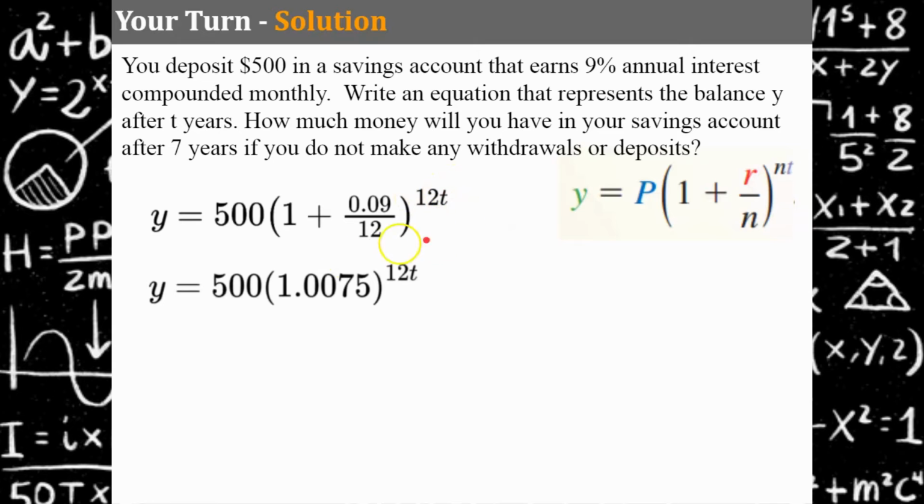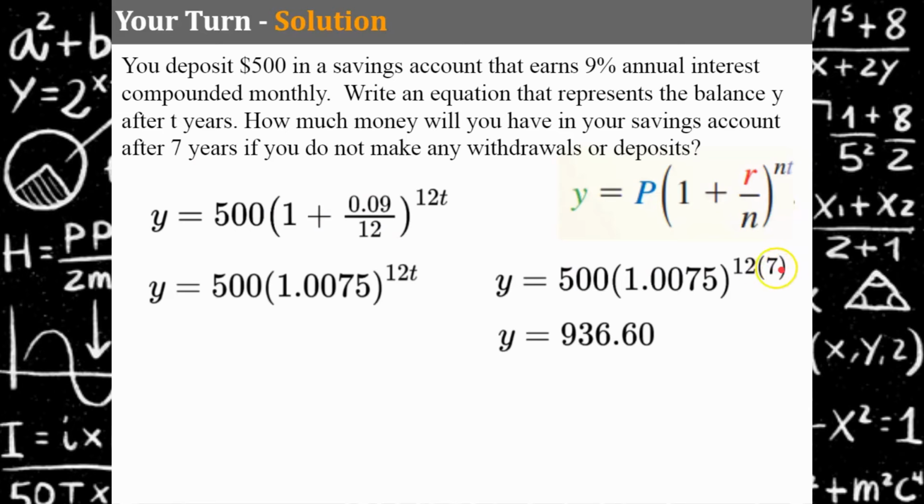We can simplify this so the base of our power would be 1.0075. How I got this was 0.09 divided by 12, add 1 is equal to this base. All right, now we're going to use it. We're going to replace t with 7 to calculate our balance after 7 years. So here's our balance after 7 years.